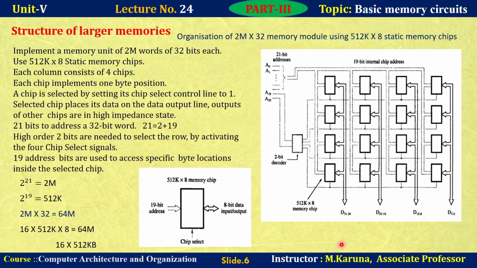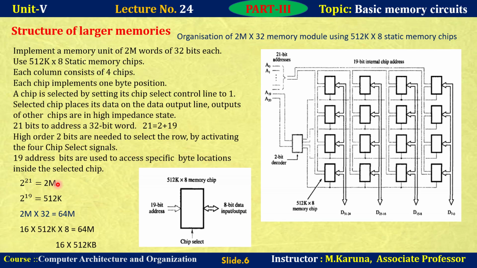Next, let us see the structure of larger memories. Let us see the organization of a 2M by 32 memory module using 512K by 8 static memory chips. For example, we need to construct 2M by 32. 2M means 2M memory locations, and 32 means 32-bit data. To address 1M, we need 20 address lines.